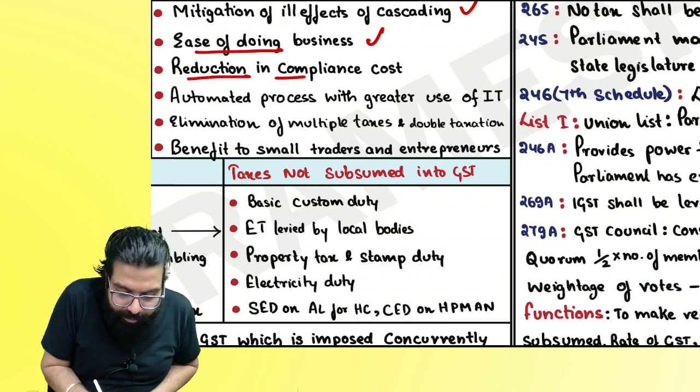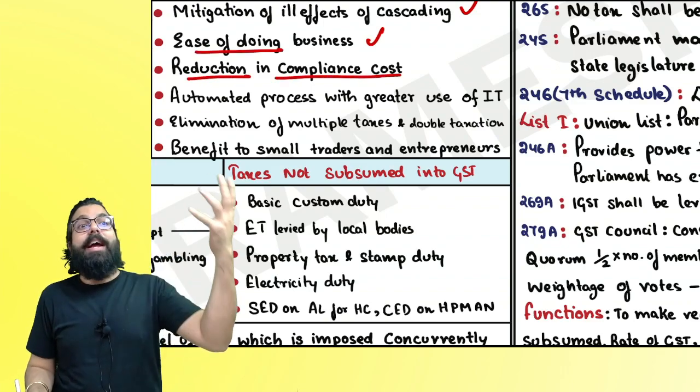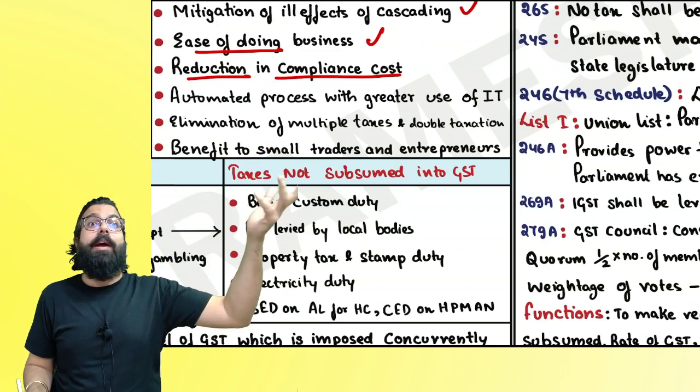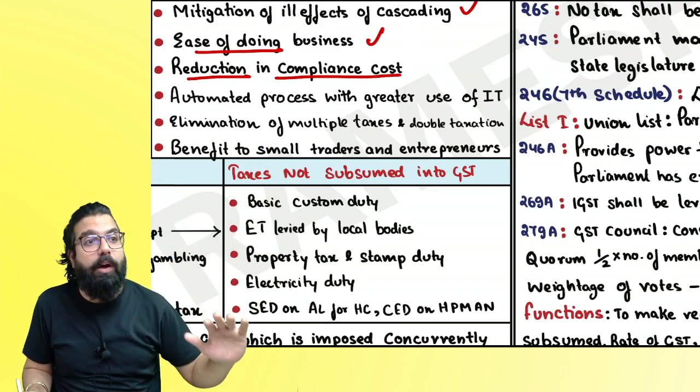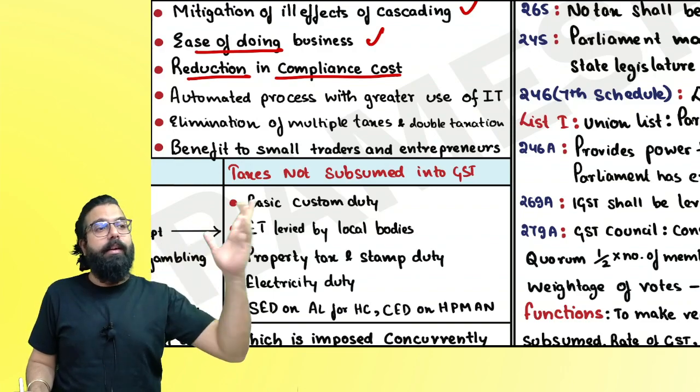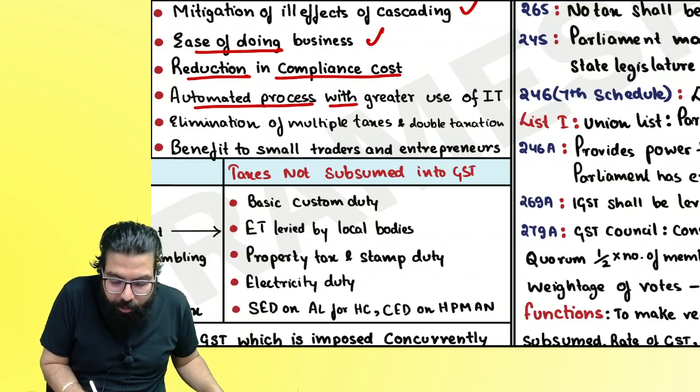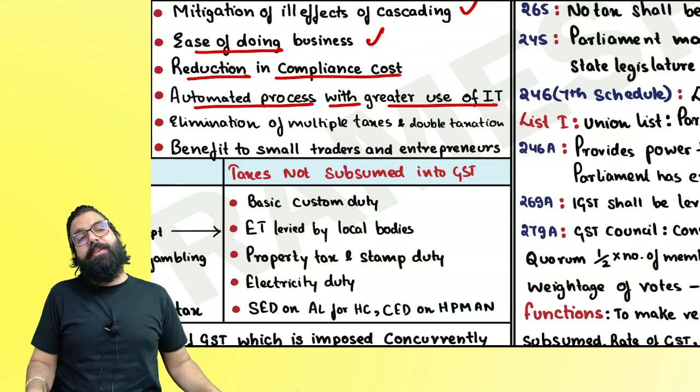Then, reduction in compliance cost. Many taxes, many compliances: VAT compliance, service tax compliance, many compliances. Now under GST, there is compliance under only one law. Then, an automated process with the use of information technology.